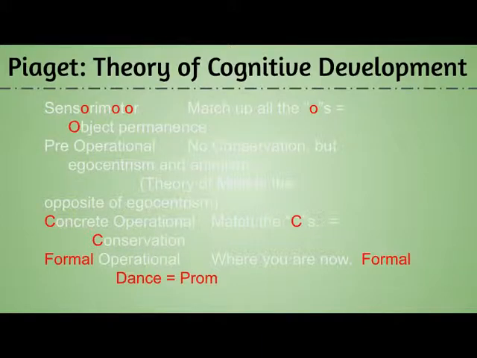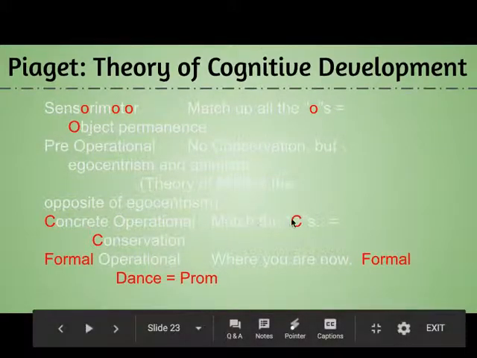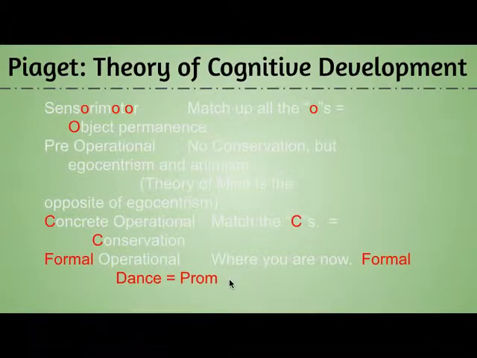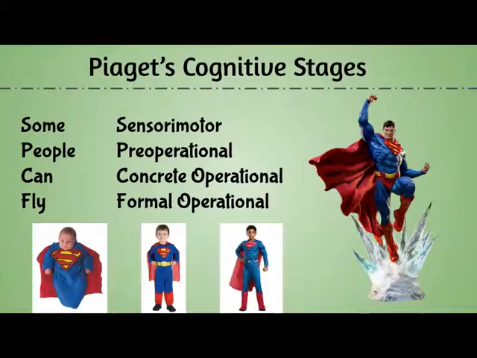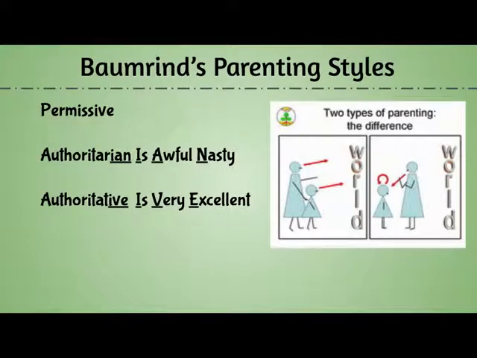Concrete operational, you match the C's, is conservation. Formal operational is where you are now. Think of a formal dance, which is the prom. Obviously, you would go to that. This is the one I had been looking for. I knew there was one.